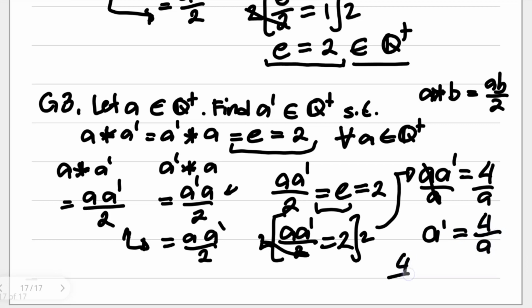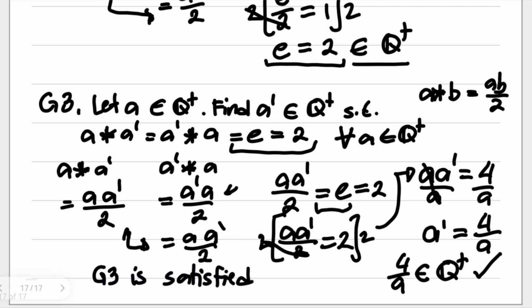Is 4 over A an element of Q plus? That's a big question right now, because if yes, then we have satisfied G3. Take note that our A here is any element of Q plus. It could be a positive integer, a positive fraction. And if we substitute our A here, our result will still be a rational number. And this is correct. Therefore, G3 is satisfied as well. Again, we cannot give an exact value. We just use a representation because our set is an infinite set.